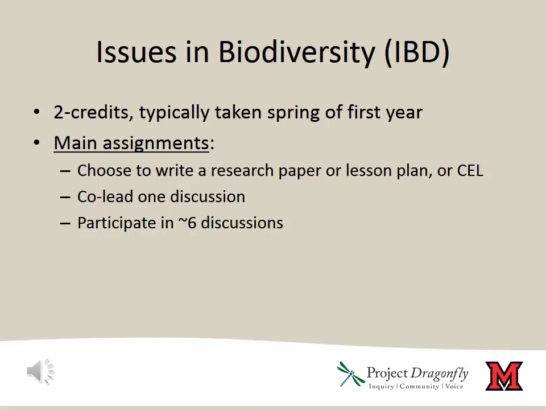Issues in Biodiversity, or IBD, is usually taken in spring of the first year, and you have 3 different options. You only have to do 1 as the main assignment for this course. You can either write a research paper on some issue in biodiversity. You can do a lesson plan, or you can do another CEL, or Community Engagement Lab. It's up to you which you want to do.